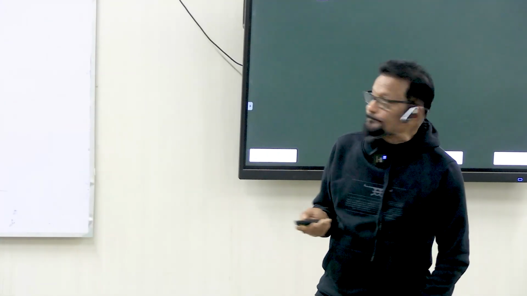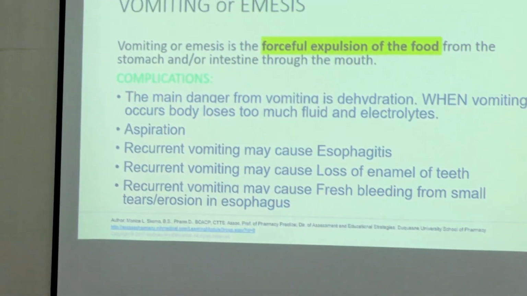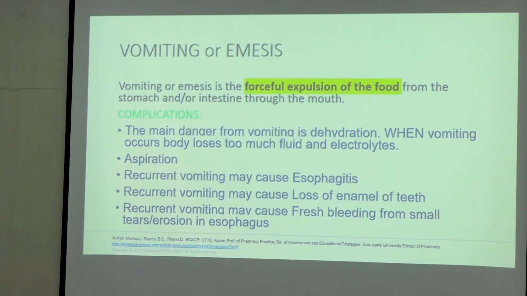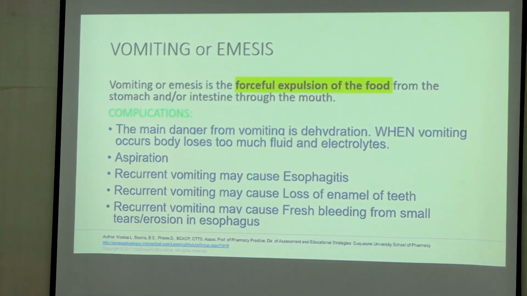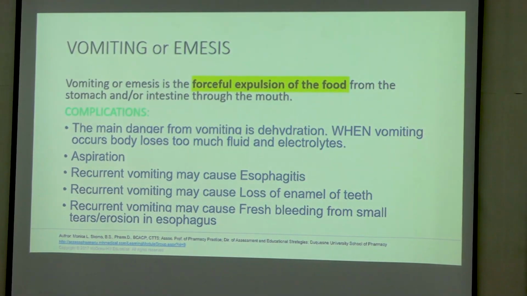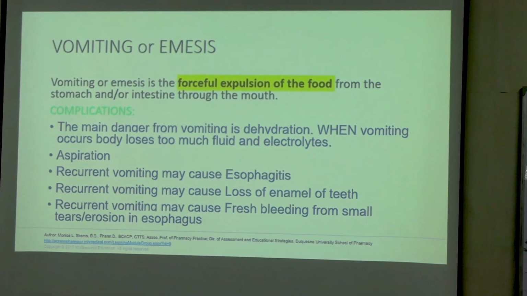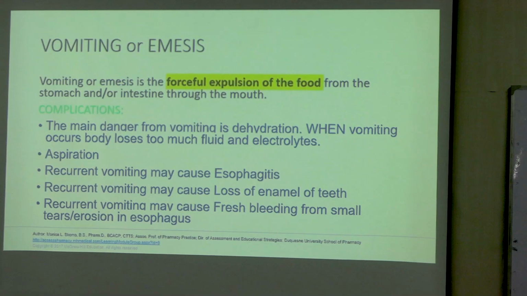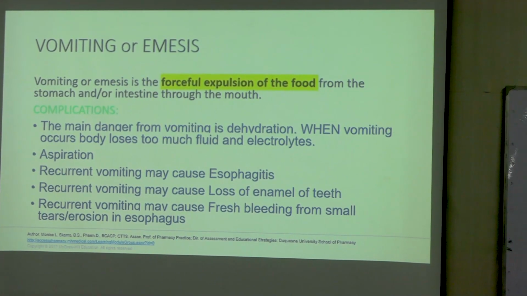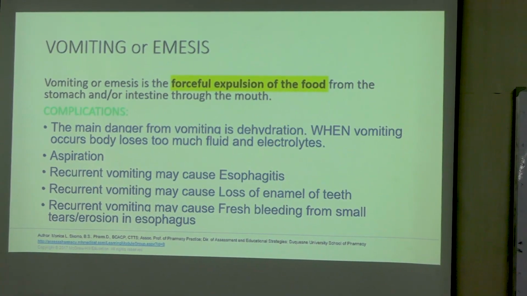Vomiting is also called emesis, so we will use the term emesis. Vomiting or emesis is the forceful expulsion of the food from the stomach and intestine through the mouth. So this is the definition of vomiting. And complications of vomiting, what may it cause? It may cause dehydration, especially if repeated. During vomiting, a lot of salivation is there. Some fluid you have taken through food will be vomited. So in your body there will be less intake of fluid, so you may suffer dehydration.